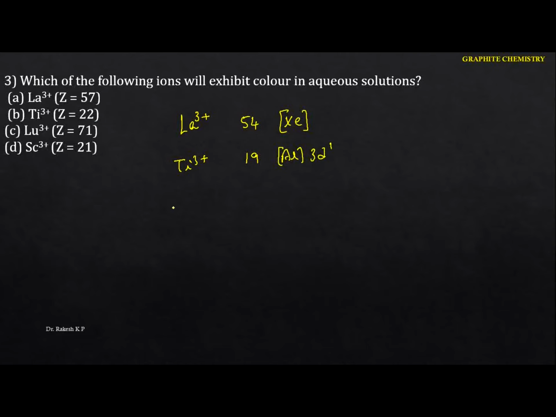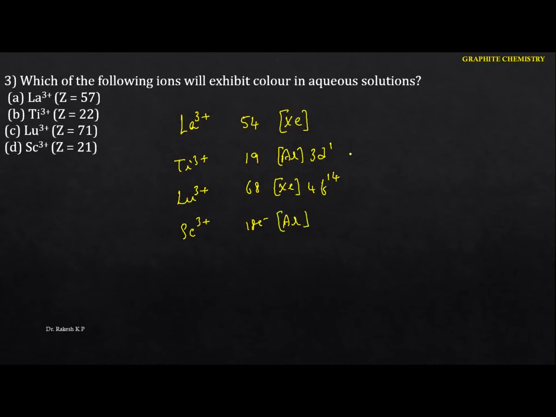Next is lutetium, Lu3+. If you remove 3 electrons out of 71, we get 68 electrons, and the electronic configuration is xenon. Now see, there is a completely filled f orbital. The last one is scandium, Sc3+. It has 18 electrons, which corresponds to argon.